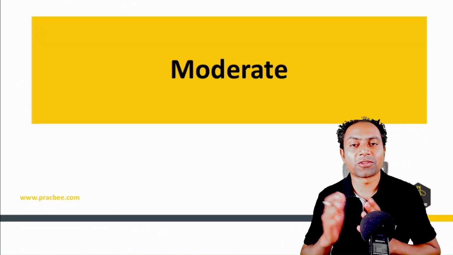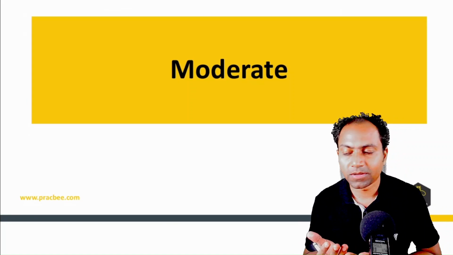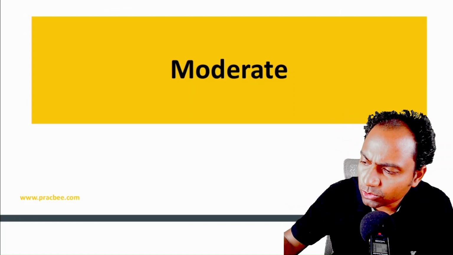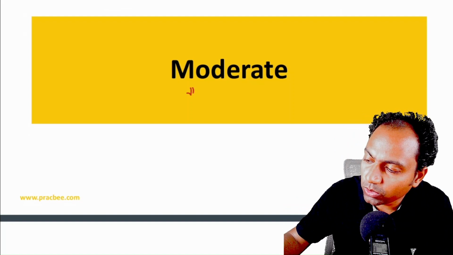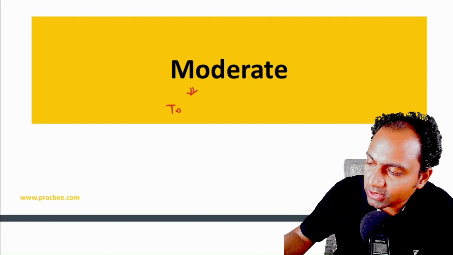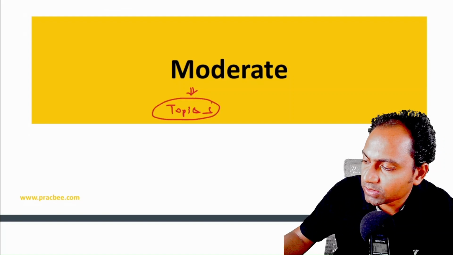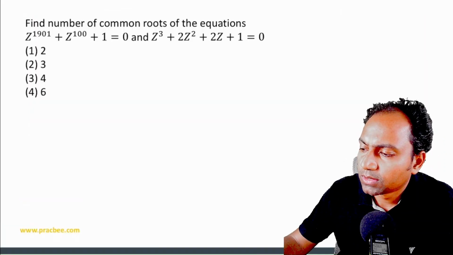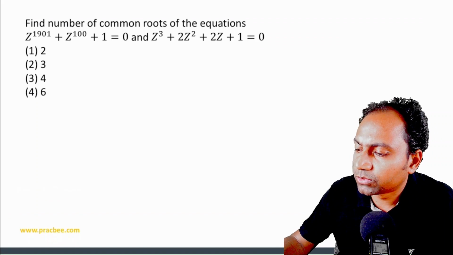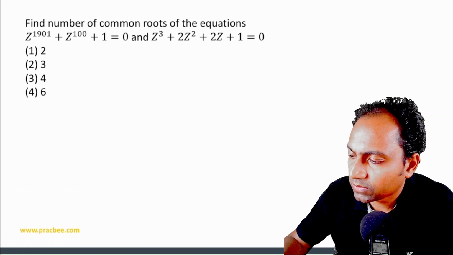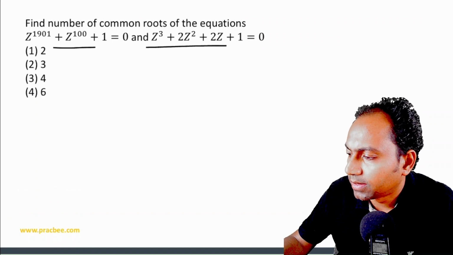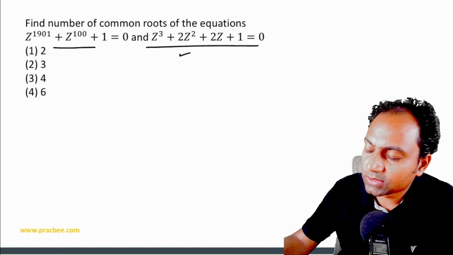Now you can see the next category of questions were moderate questions in the paper. These are questions that will generally involve two topics or concepts. Here you can see: find the number of common roots of both of these equations. If you look into this question, I guess it is very simple to solve this second part.